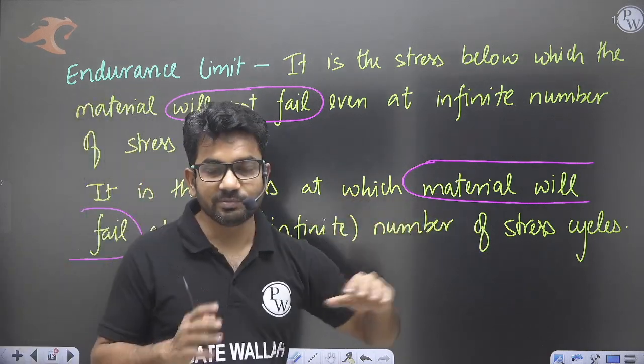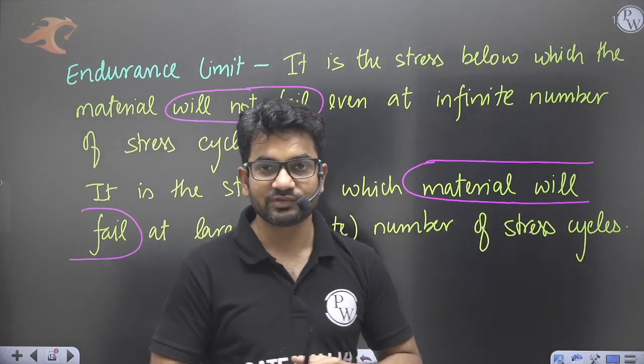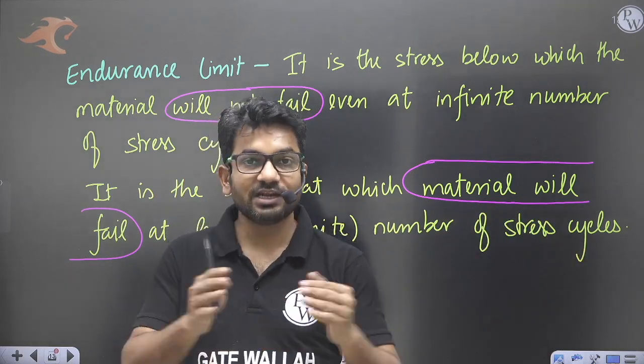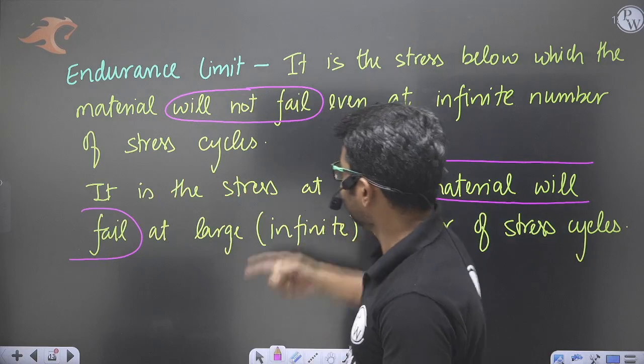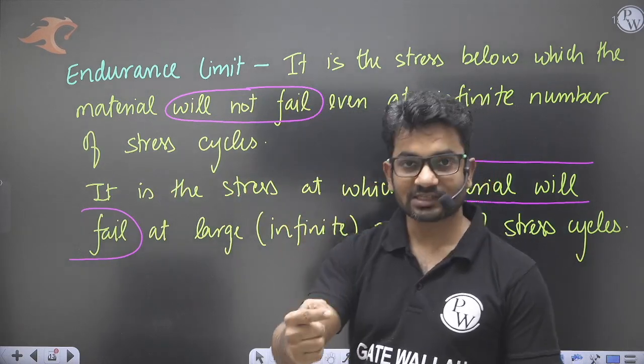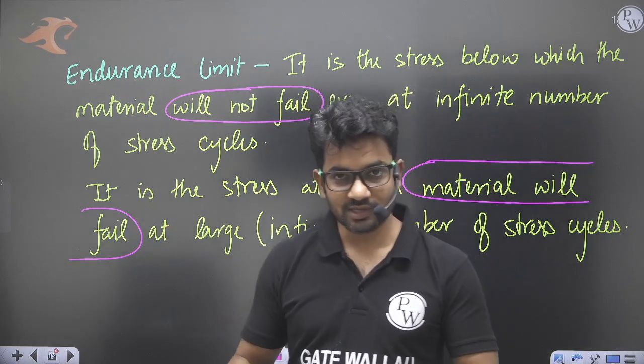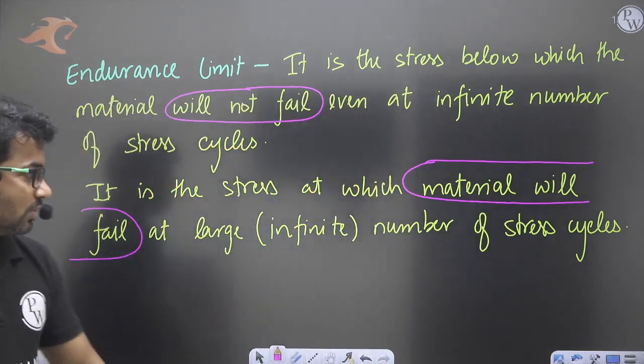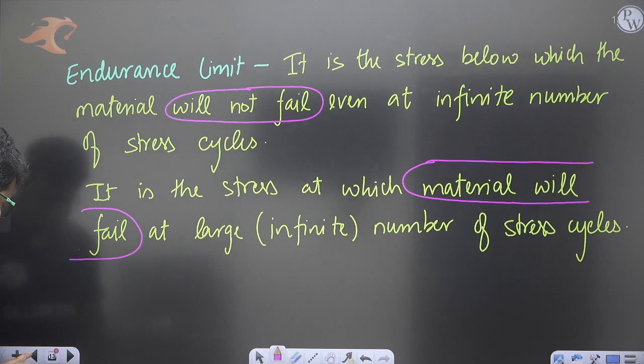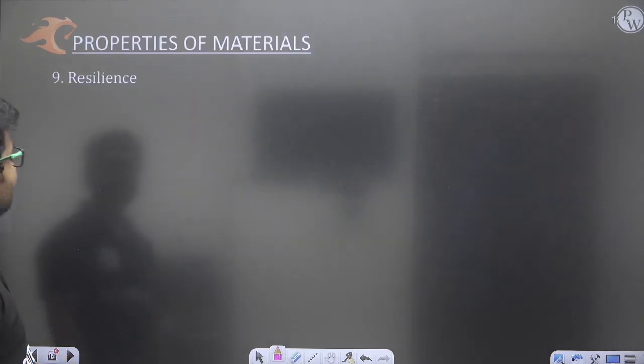If we say that the material will fail at an infinite number of stress cycles, the implication is that the material will not fail. So both the statements are implying the same thing, and the answer to both the statements will be endurance limit only. Clear? Okay, so this is the fatigue and this is the endurance limit. Let's move to the next point.